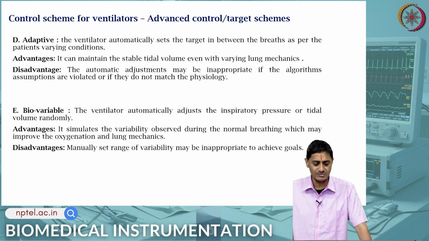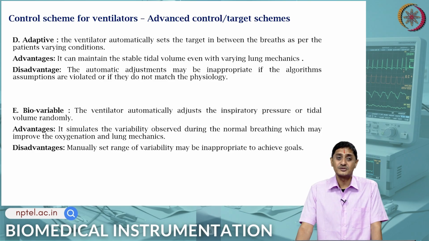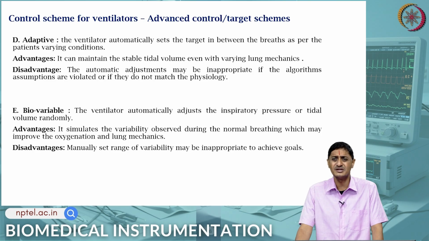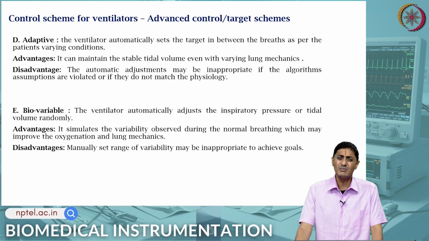Then you have biovariable. In this case, the ventilator automatically adjusts the inspiratory pressure or tidal volume relatively randomly. It essentially simulates the variability that is already observed during healthy breathing, which may improve oxygenation and mechanics. The problem is you may not be able to achieve the goals, because normal breathing is normal breathing. This is anyway compromised breathing.